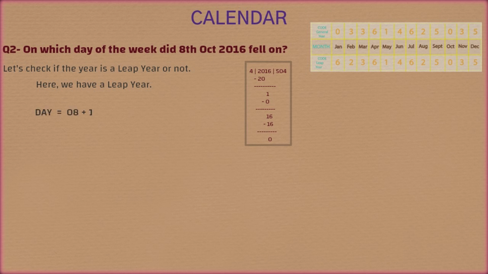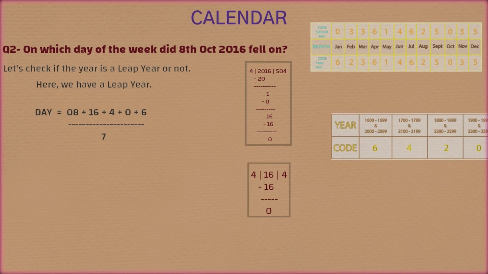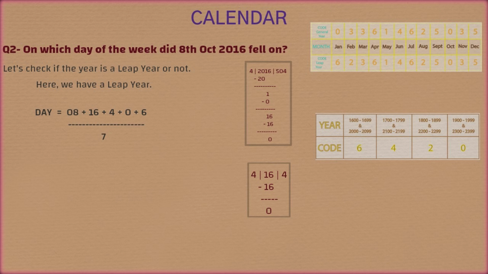Now, as per our formula, we substitute the date, that is 8th. In place of year, we substitute the last 2 digits of the given year. Here, we put 16. For the quotient, we divide 16 by 4, and we get 4 as a quotient. The month code for October is 0, so we substitute 0 here. For the year code, 2016 falls under the 2000 till 2099 category, so here the year code will be 6.